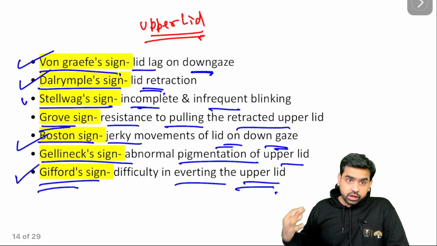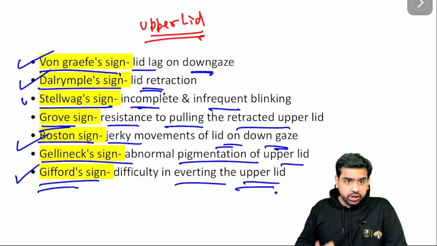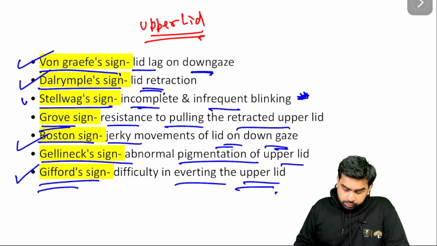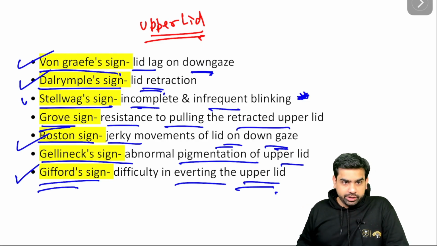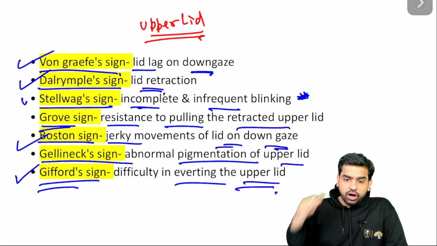And these are the eye signs involving the upper lid. Now this is important for you guys. You have to remember this. Just go through this, at least the important ones. Even the Stellwag sign is important, infrequent blinking, that is again an important one. So please try to understand this. These are the important eye signs involving the upper lid.